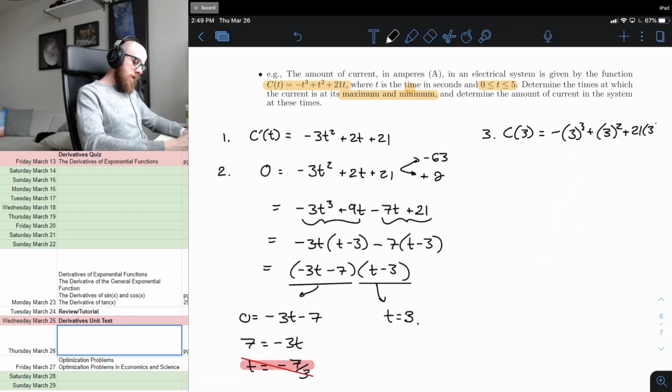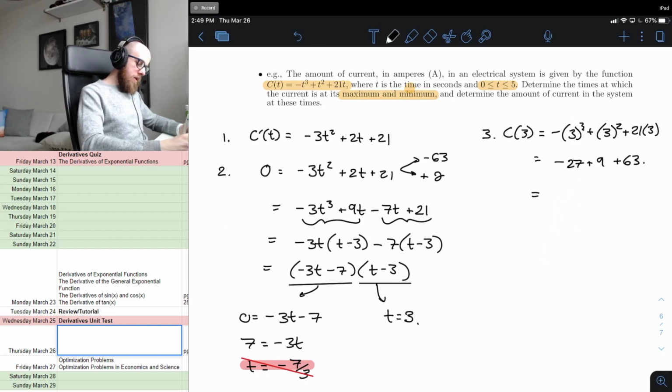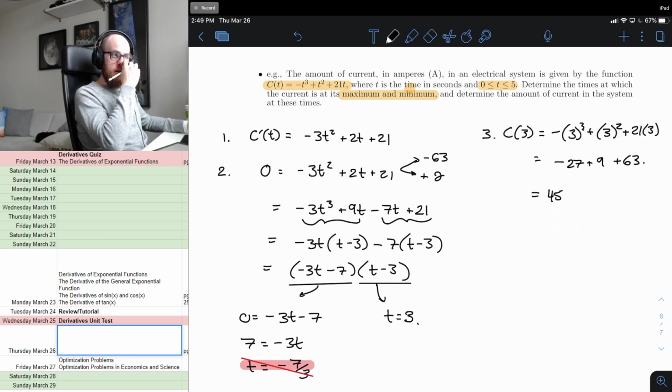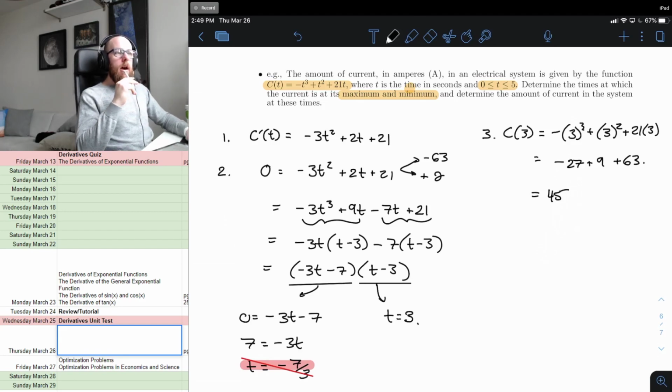Times 3. So that's negative 27 plus 9 plus 63. I get a value of 45. Okay, so that gives me the critical point for that critical value. So I'm almost done. That's step 3 looking pretty good.